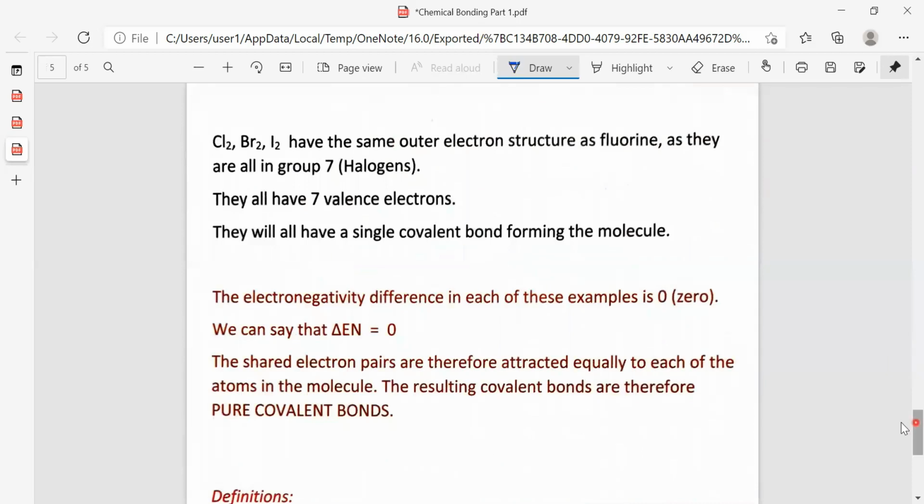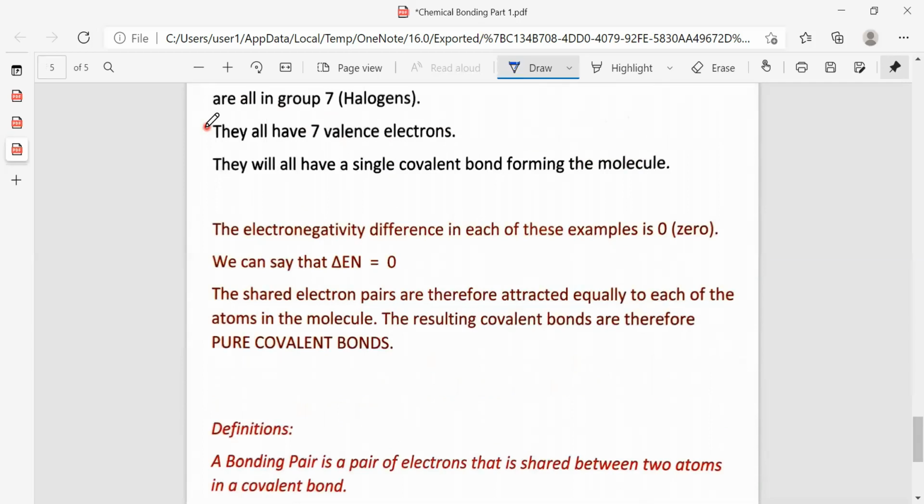So chlorine, bromine, and iodine have the same outer electron structure as fluorine, as they are all in group 7, they are halogens. They all have 7 valence electrons. They will all have a single covalent bond that forms the molecule.